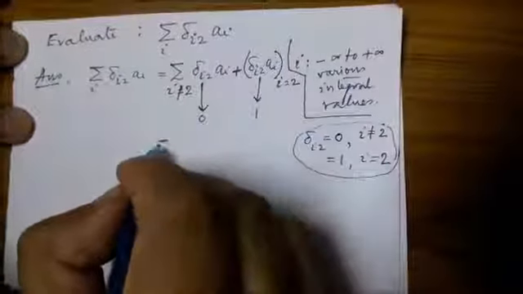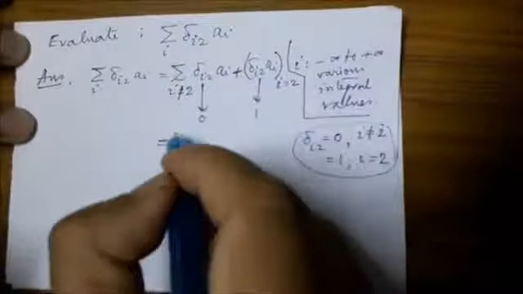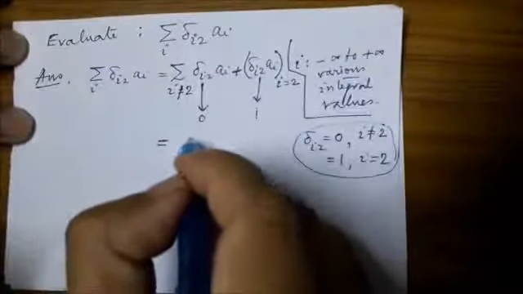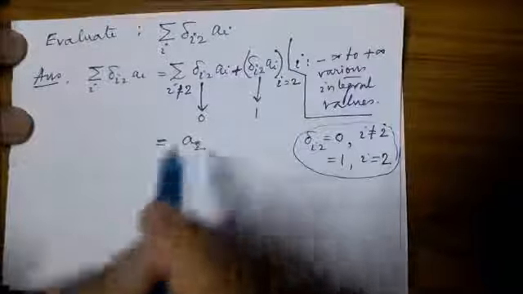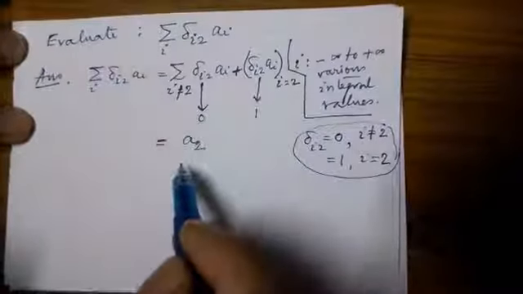So the answer will be a_i for i equal to 2. So the answer will be a_2. So this is the answer.